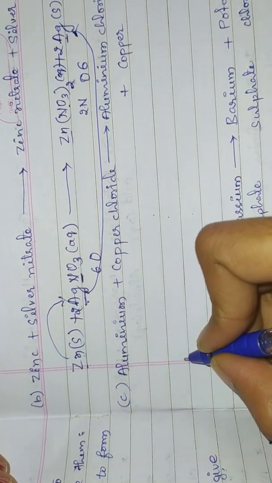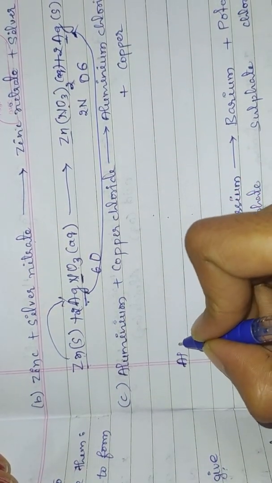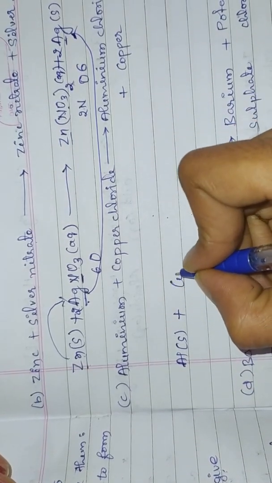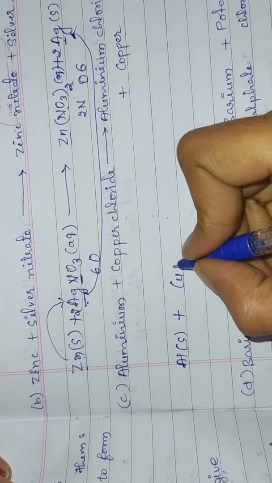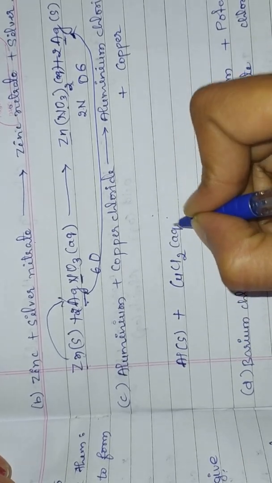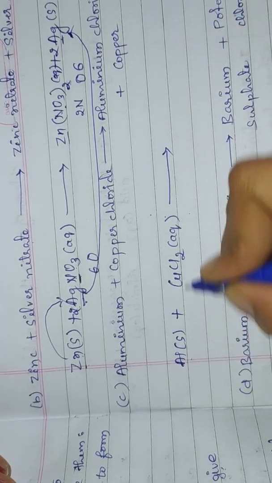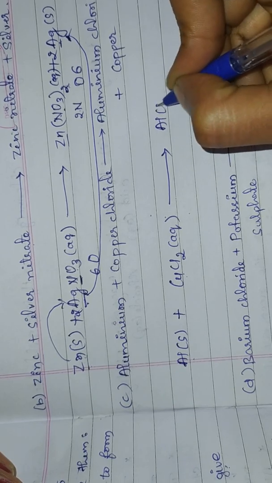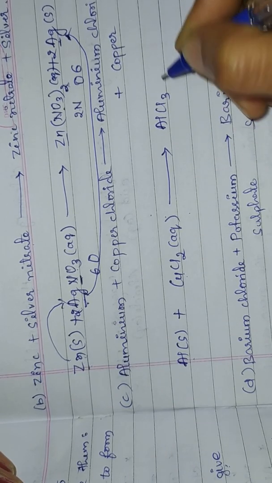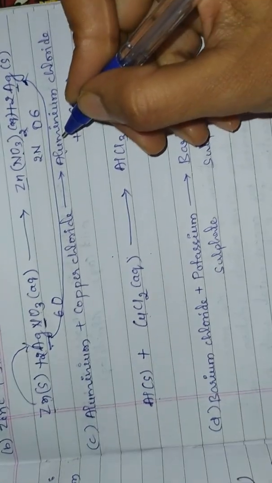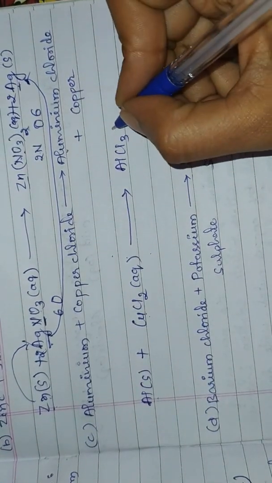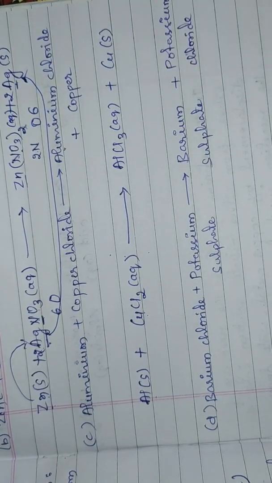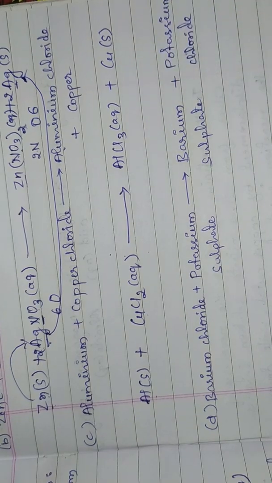Again one more example. We'll see aluminium metal. It is a solid. It reacts with copper chloride. Chemical formula of copper chloride is CuCl2. It is an aqueous solution. Aluminium reacts with copper chloride solution to form aluminium chloride. AlCl3 is the chemical formula of aluminium chloride. It is aqueous and copper metal is separated. Okay, so we will write solid inside the bracket.